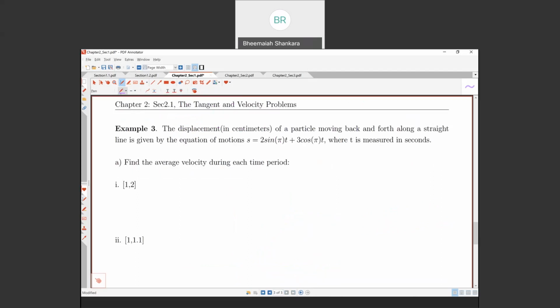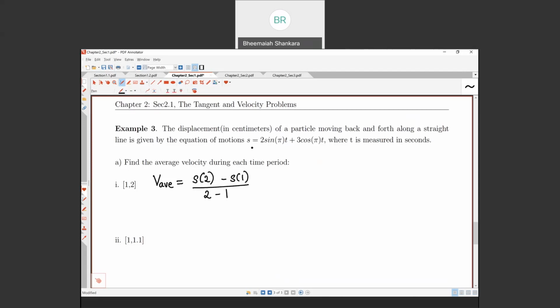In the next example, the displacement of a particle moving back and forth along a straight line is given by the equation, where t is measured in seconds. You want to find the average velocity during each time period. So you're given the interval is 1 and 2. So you want to write V average, which means V for velocity, AVE for average. Average velocity is given by the formula S at 2, S stands for the distance, minus S at 1, divided by the time values 2 minus 1.